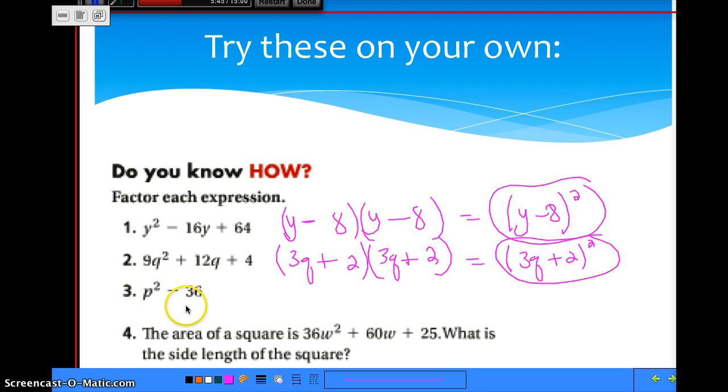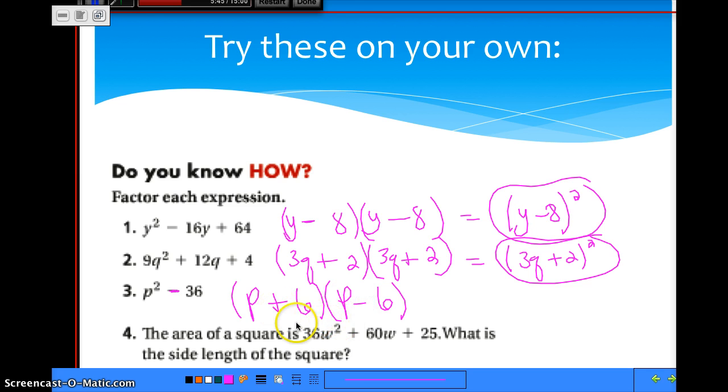This one, notice it's different. It's not a trinomial, it's a binomial. That's a little bit different. It's still a perfect square, so the square root of p squared is p and p. The square root of 36 is 6 and 6. And because it's minus, you're going to need one of each sign.